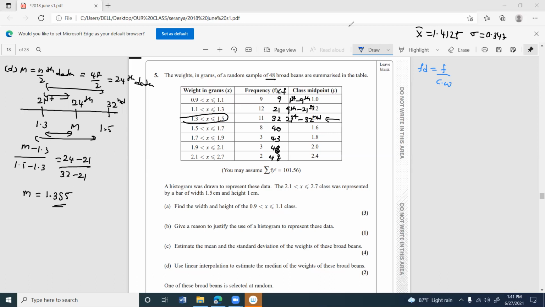Sir, instead of writing M, it's okay to write Q2, right? Doesn't matter. It's not a problem at all.